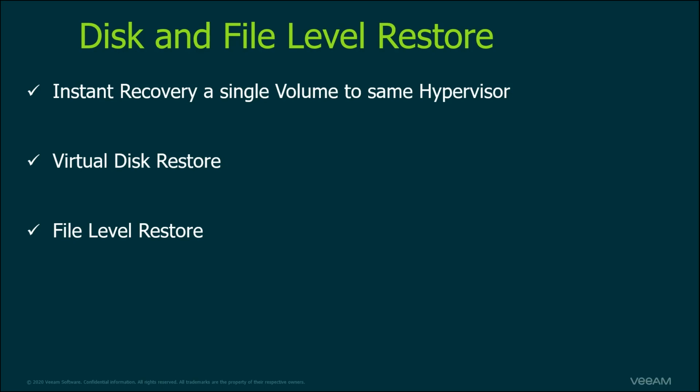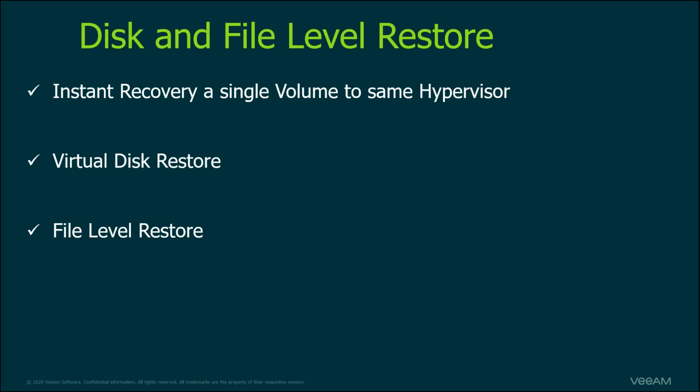Pretty straightforward. The virtual machine is still running, but a volume has become corrupted or a file has been deleted or changed and you'd like to revert back. So for the volume level restore, we have these same two options as entire VM restore: instant recovery of a single volume to the same machine / hypervisor, and entire virtual disk restore to the same machine and hypervisor.